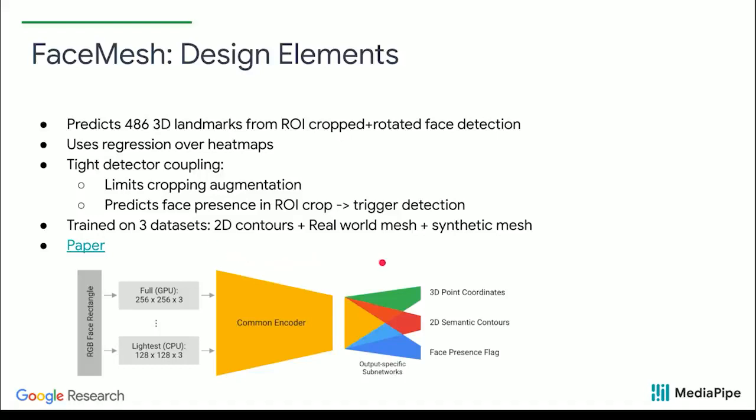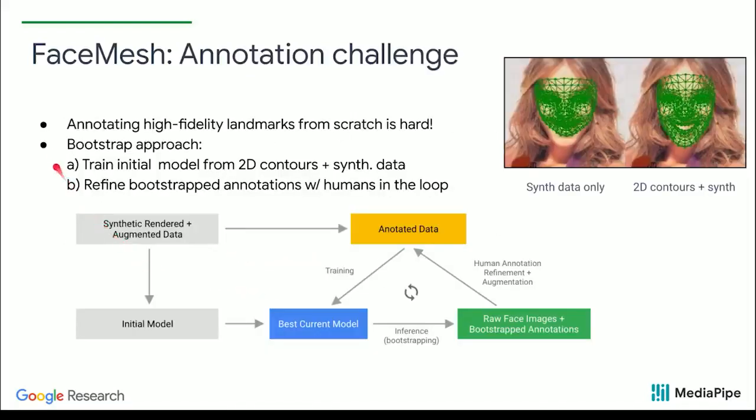Now, one interesting bit about the FaceMesh is the data sets that it has been trained on, where there are 3 of them. The reason is that annotating high-fidelity landmarks from scratch is extremely difficult. And so instead, we followed a bootstrap approach. We took some synthetic data as well as 2D landmarks to train an initial model. And that initial model then was used to bootstrap annotations on raw face images and refine them with humans in the loop to yield ground-truth annotated data that we then use to retrain our model. And we run this loop a couple times to yield our final production model.